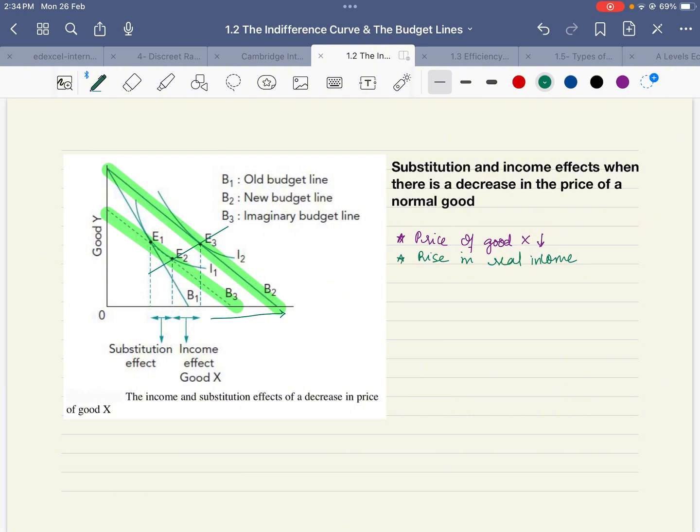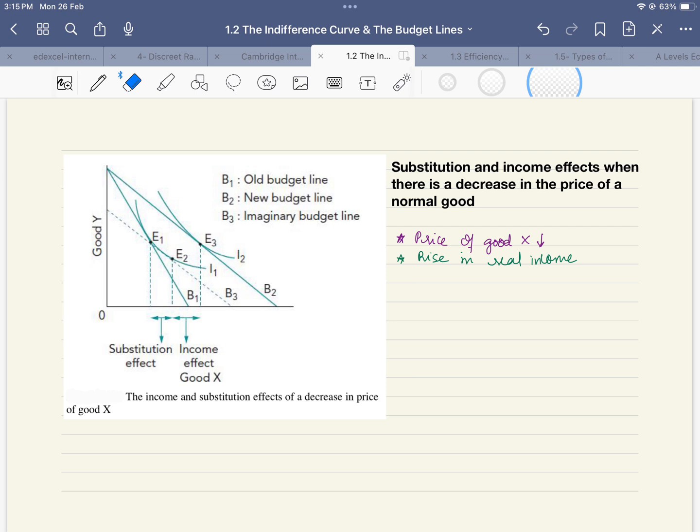Initial equilibrium is at E1 because that is the point tangent to the old indifference curve. That is why that's the point of initial equilibrium. Also, the movement along the initial indifference curve from point E1 to E2 is the substitution effect, as E2 is tangent to the imaginary budget line.